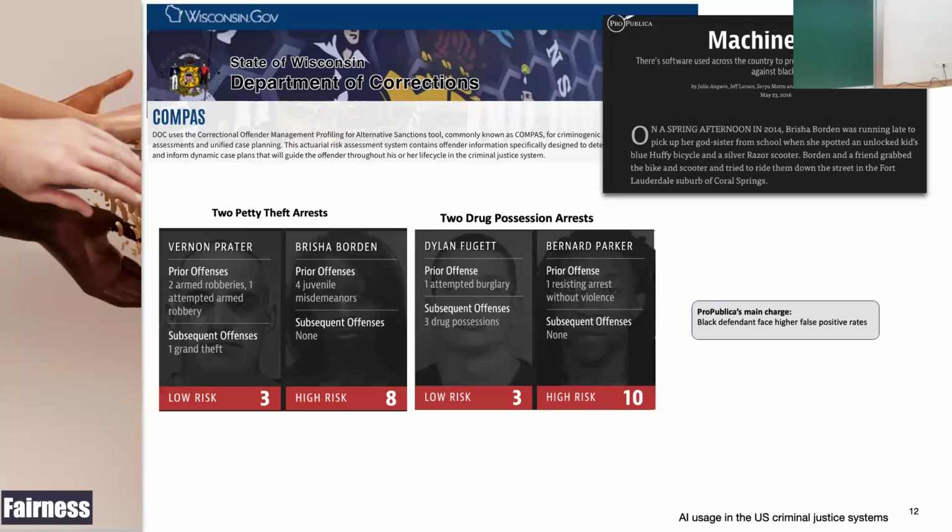ProPublica maintains still that the black defendants have high false positive rates. On the other hand, Northpointe, the company which developed COMPAS, still maintain, based on semantics, that they have a different notion of fairness against which their system is fair. So we want to understand what exactly they're talking about.